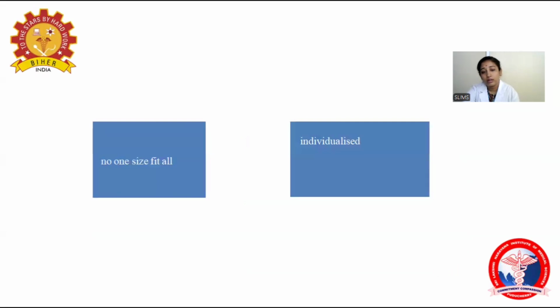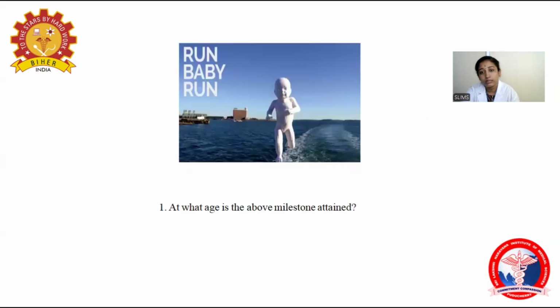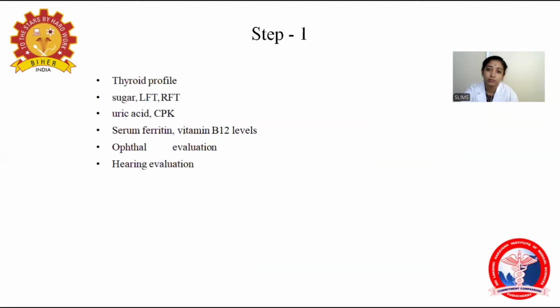So in this assessment, no one size fits all. It has to be individualized. So what is this milestone? It is showing the image of a baby who is running. Okay, so it is attained at 18 months of age.